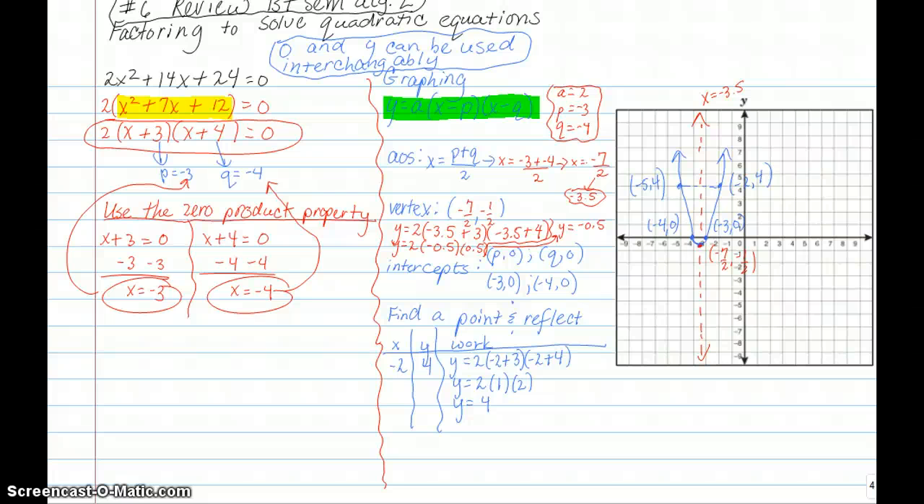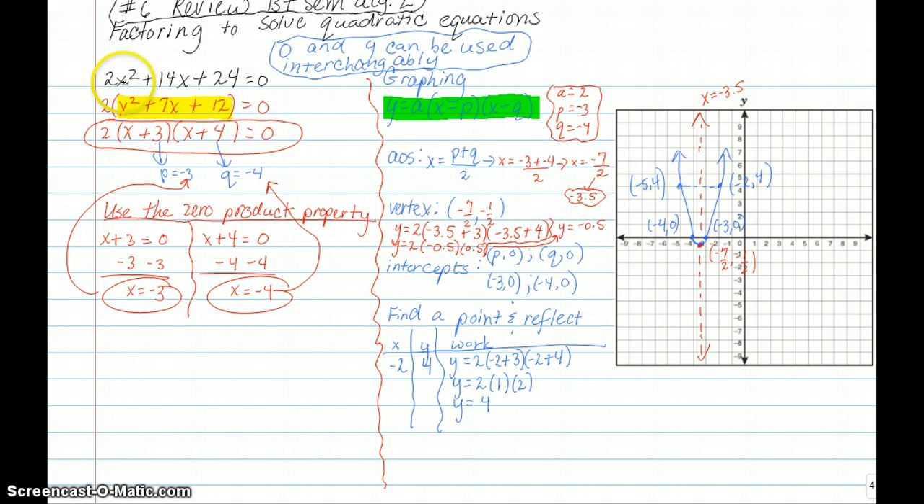Okay, this is the number 6 review, first semester Algebra 2. This is going to be the B part because I couldn't finish it all in the 15 minutes. We're continuing. I just want to go over factoring to solve quadratic equations and connecting that to the intercept form for graphing quadratic equations. So we were at 2x squared plus 14x plus 24 equals 0.